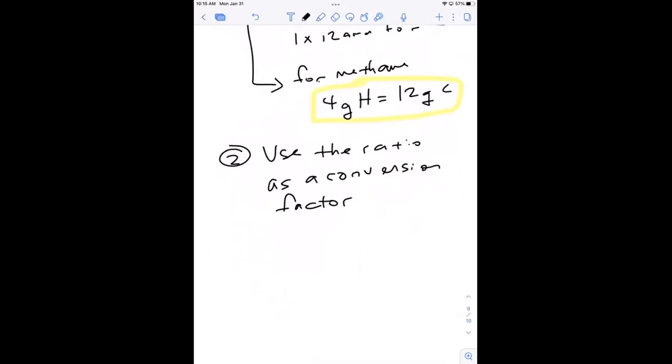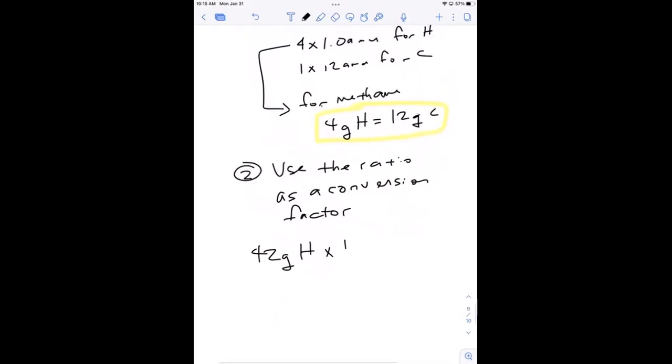So now if I had 42 grams of hydrogen in that sample of methane, it's sample specific, right? Times, what do I put in the top if I'm looking for carbon? Carbon in the top, which from my ratio here is 12 grams of carbon over what? 4 grams of hydrogen. Is that right? Yes, sir. All right. So can somebody calculate that real quick?